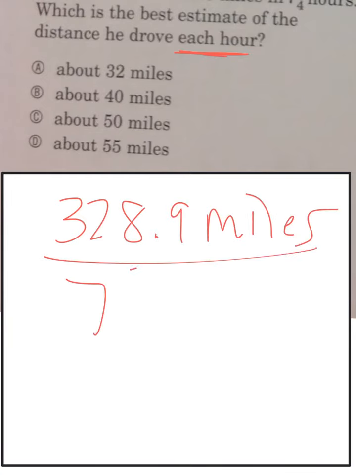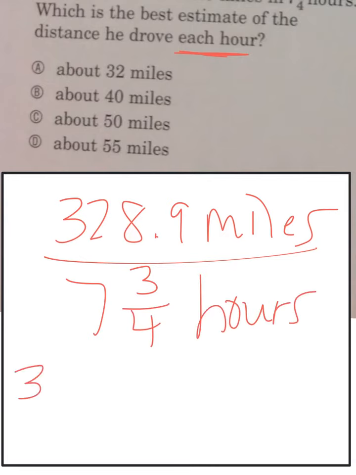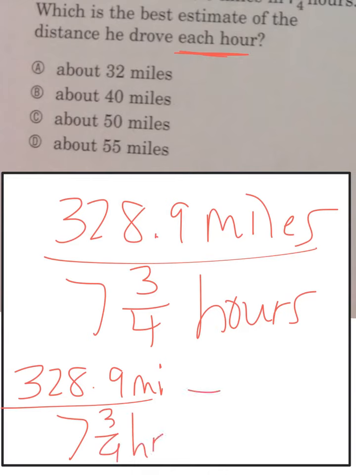Number 16, Mr. Quinn drove 328.9 miles in 7 3/4 hours. Which is the best estimate of the distance he drove each hour? Because it's saying each hour, we're looking for the unit rate. So you're going to divide 328.9 miles by 7 3/4 hours, and that will find our unit rate. You could also set this up as a proportion, 328.9 miles over 7 3/4 hour equals how many miles over 1 hour, and do your cross multiplying. When you do this, you find out that it's about 40 miles.